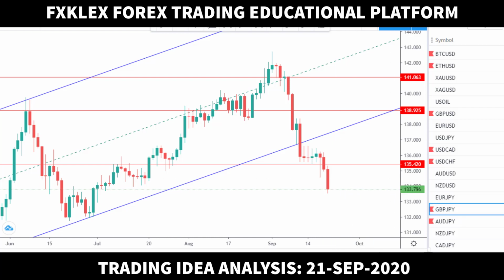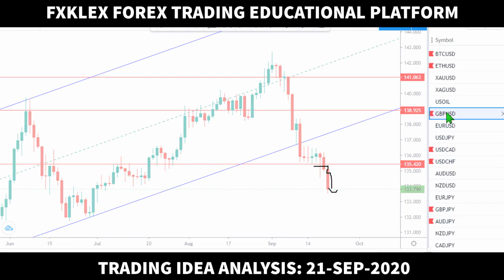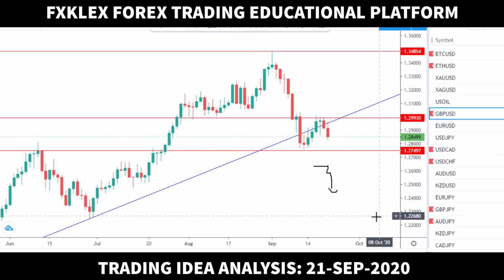We can see right now my forecast is actually playing out, and we have a sell off on the British pound sterling against the Japanese yen. There are a lot of currency pairs I'm sharing with the VIP member section of mine as well. I have the British pound sterling against the US dollar on my watch list, and we can see right now price made a retest of the dynamic support on the daily chart frame.